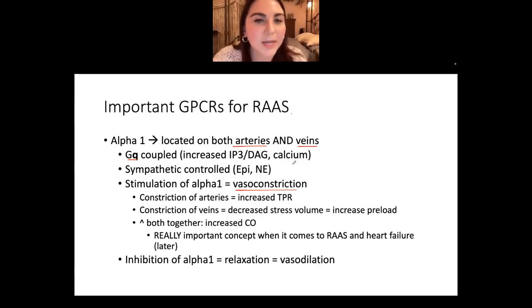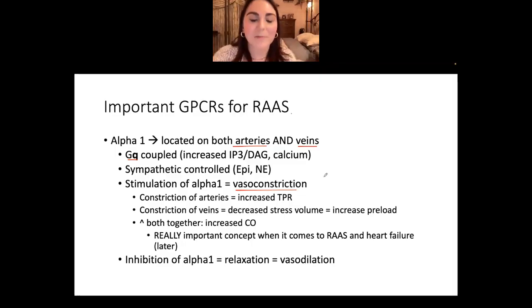These are also under sympathetic control, epinephrine, norepinephrine. So if you bind to alpha 1, you get vasoconstriction. If you constrict the arteries, you get increased TPR, SVR. If you constrict the veins, you're going to put more blood that's in the venous system back into the heart. So you're going to increase your preload.